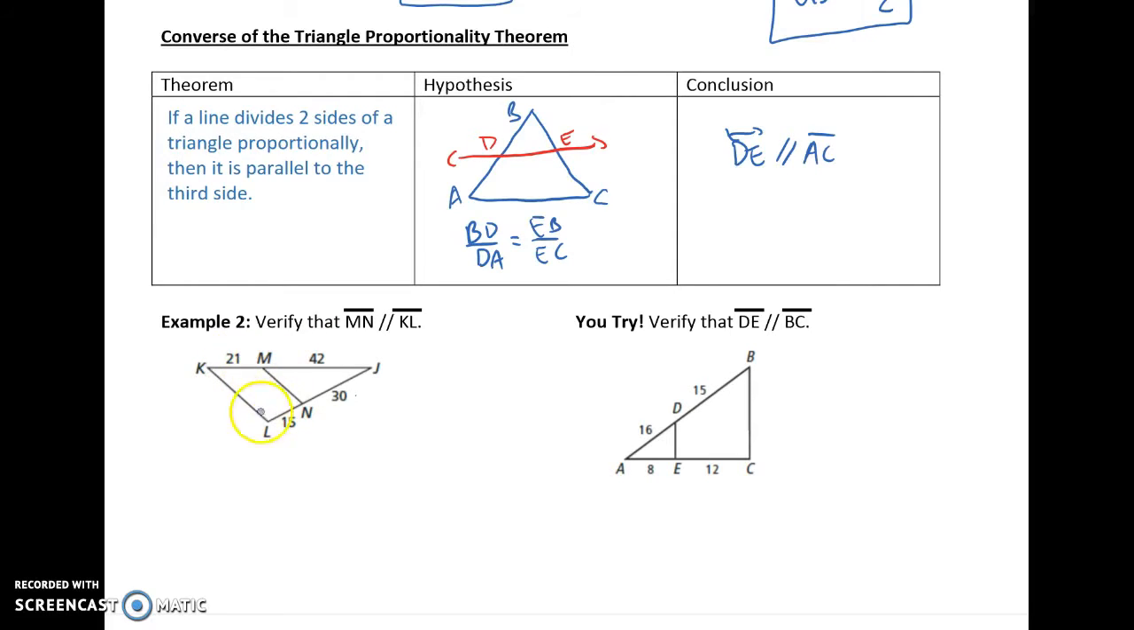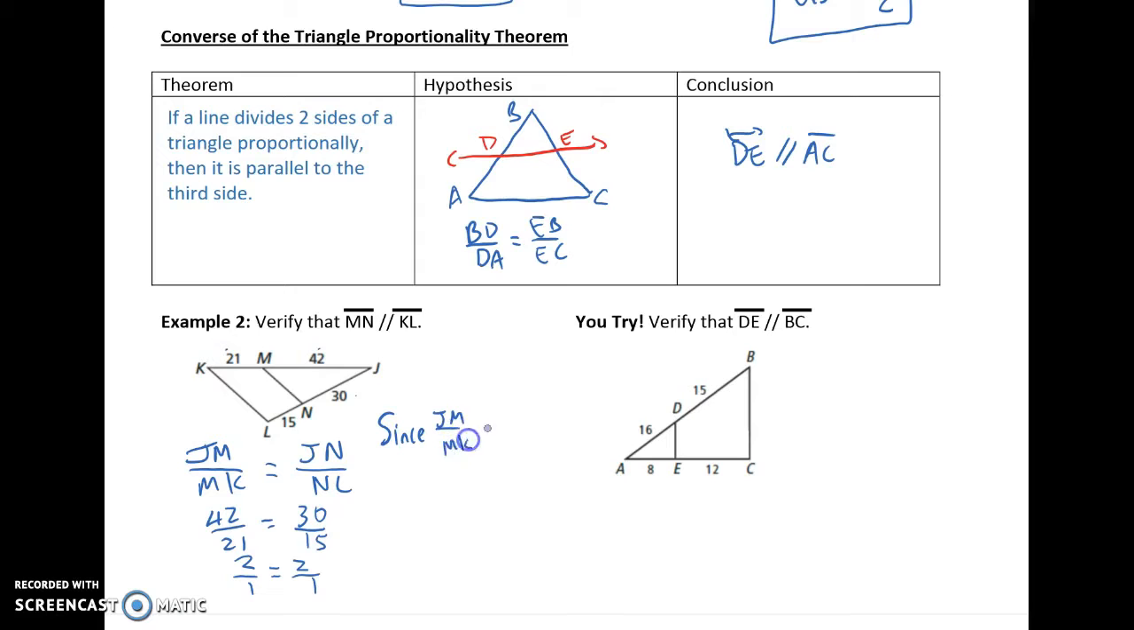Now, how would I check if MN is parallel to KL? Well, then I'm going to check that the pieces of those sides that are being cut are proportional. So I'd be looking at JM over MK, so those two pieces. I want to see, is that going to be equal to JN over NL? Plug in your numbers and let's check. So 42 over 21, is that going to equal 30 over 15? Yeah, because they both reduce down to 2 over 1. Right? So we would say since JM over MK is equal to JN over NL, MN is indeed parallel to KL.